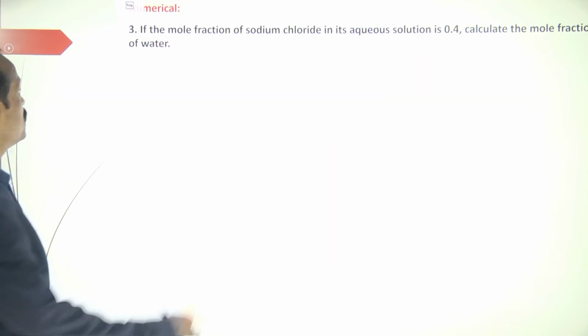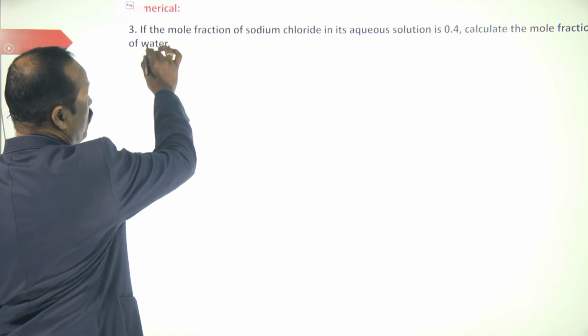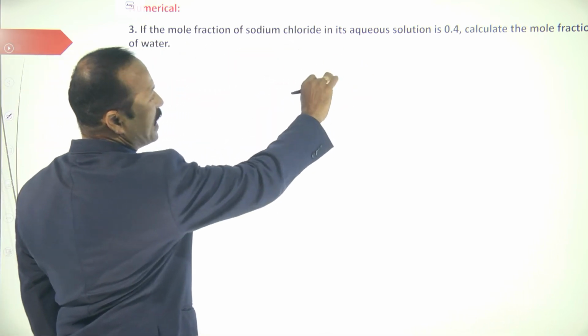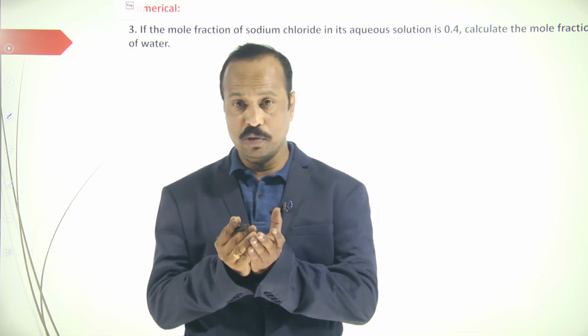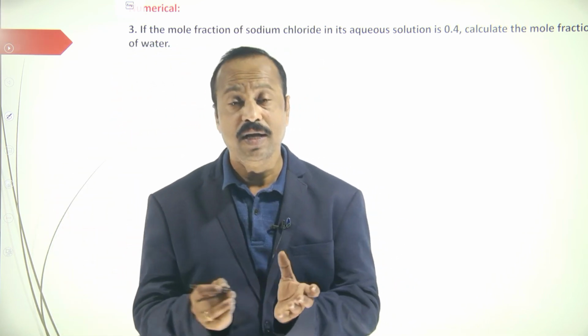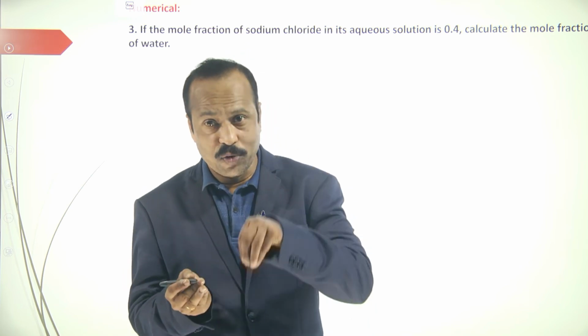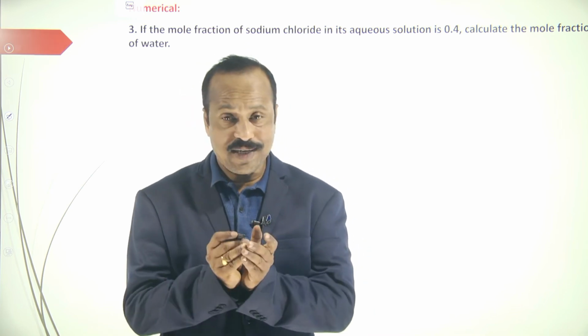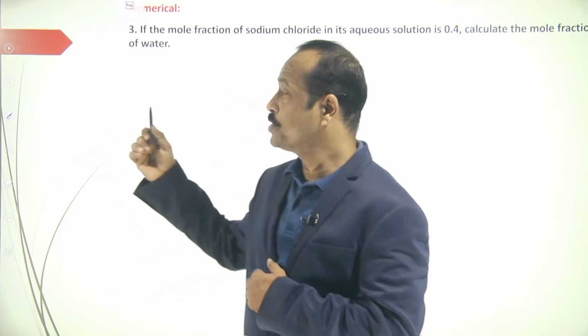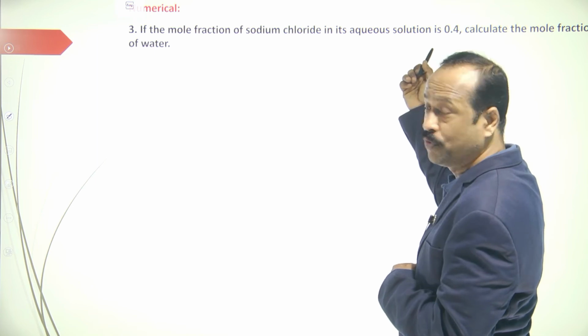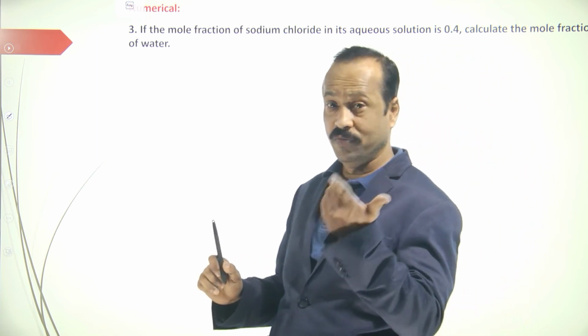So here you see, one more problem. The mole fraction of sodium chloride in its aqueous solution is 0.4. Means what? We have the sodium chloride solution. Sodium chloride solution means water in which sodium chloride is mixed. So that solution is called the sodium chloride solution. Here the mole fraction of sodium chloride is given as 0.4. Now it asks to calculate the mole fraction of water.